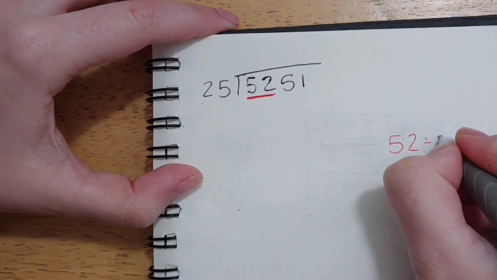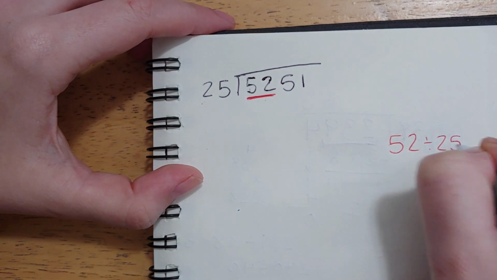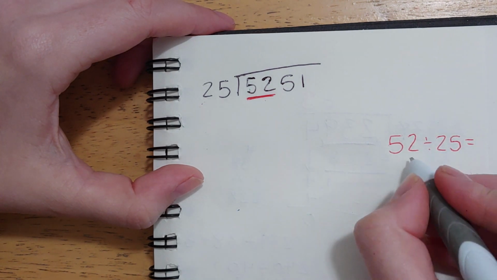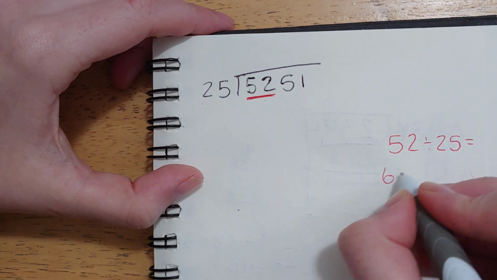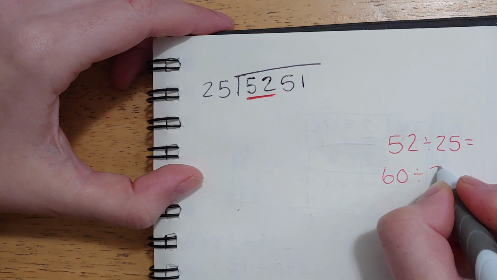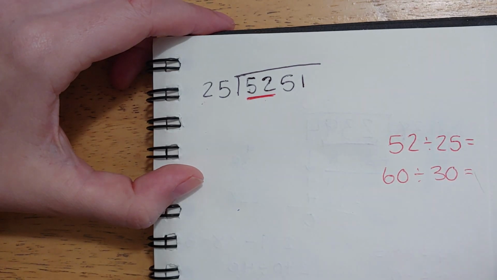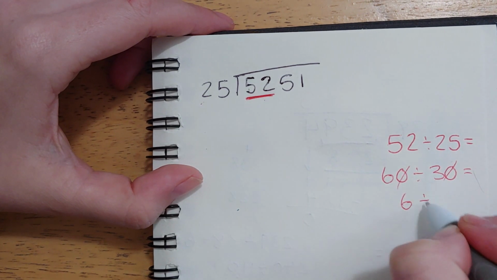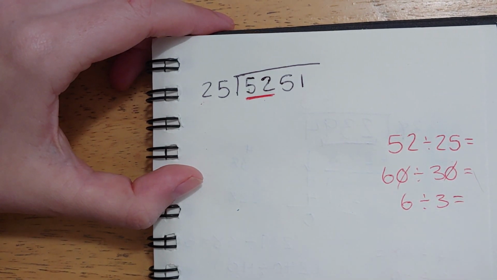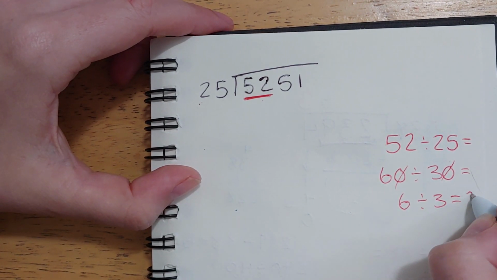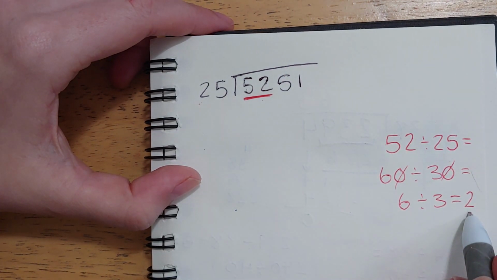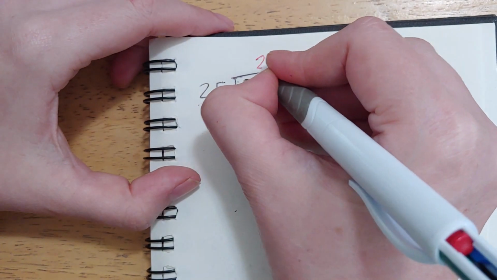52 divided by 25. Okay, let's round those both up if we need to, although I don't really think we do this time. Let's say 52 turns into 60 and 25 turns into 30. Rounded them both larger. We cross out our zeros. We say 6 divided by 3. 6 divided by 3 is fairly simple. That one's 2 because 3, 6. So we're going to say it should probably fit 2 times. Let's put the 2 up here and try it.